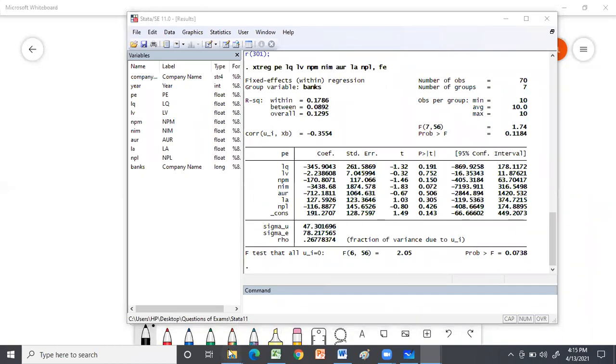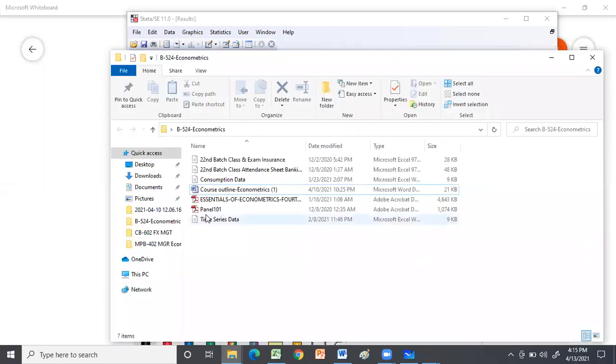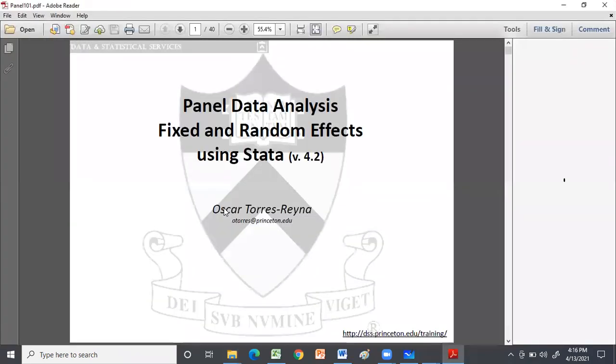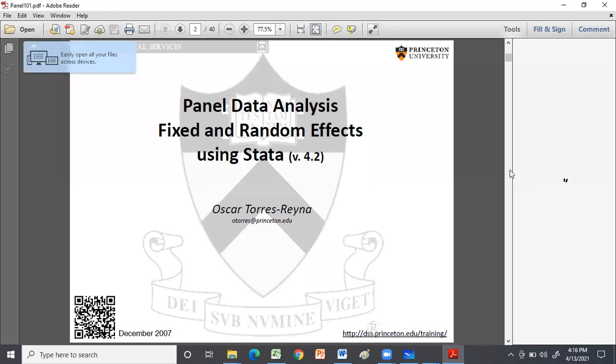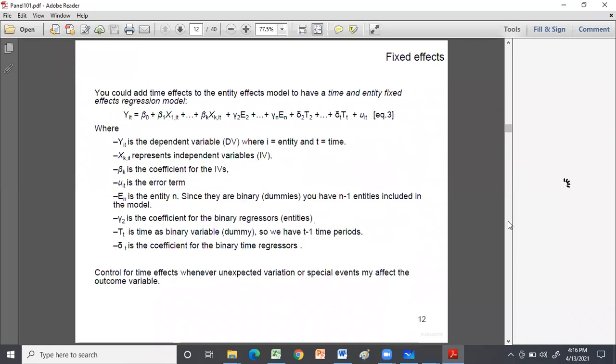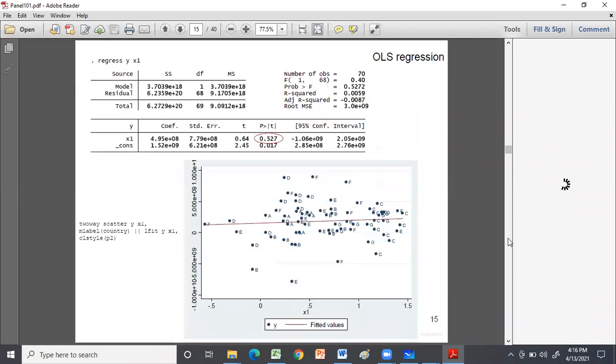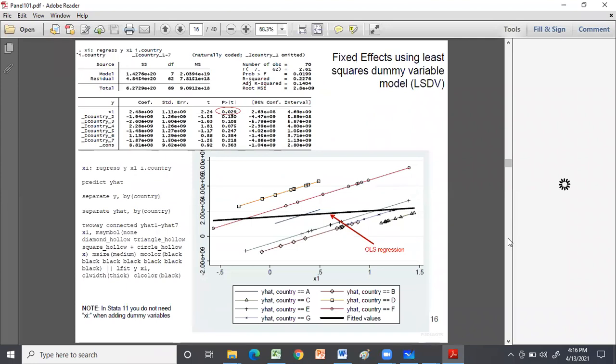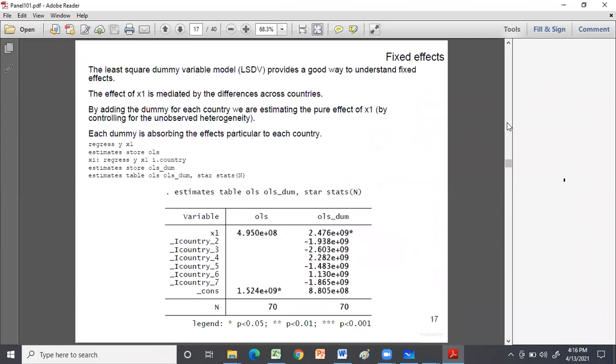Let me show you a sheet which is issued by Princeton University for the explanation of the panel data set when you have regressed it using the fixed effect method. Did I give you this sheet? I think I did not, I will give it today, okay?